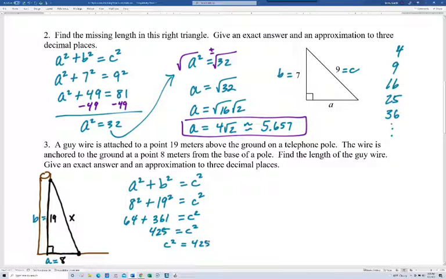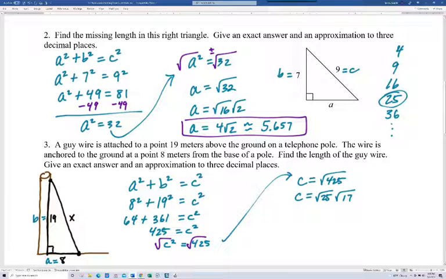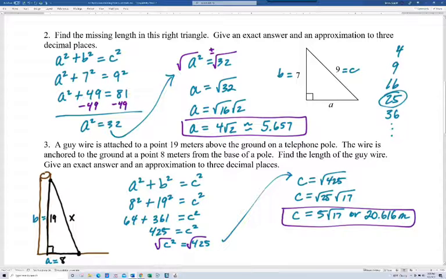Of course, we'll take the square root of both sides, and we get the square root of 425. Once again, I'm looking at that 25. I'm thinking, I think that divides into 425. And in fact, it does 17 times. You can write this as the square root of 25 times the square root of 17. We get 5 square roots of 17. And in this case, we're dealing with meters. So our final answer is 5 square root of 17, or 20.616 meters.